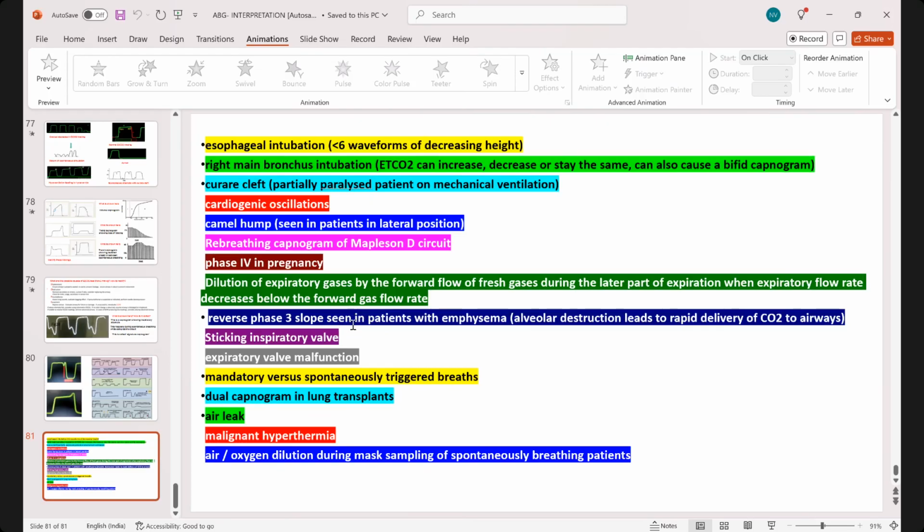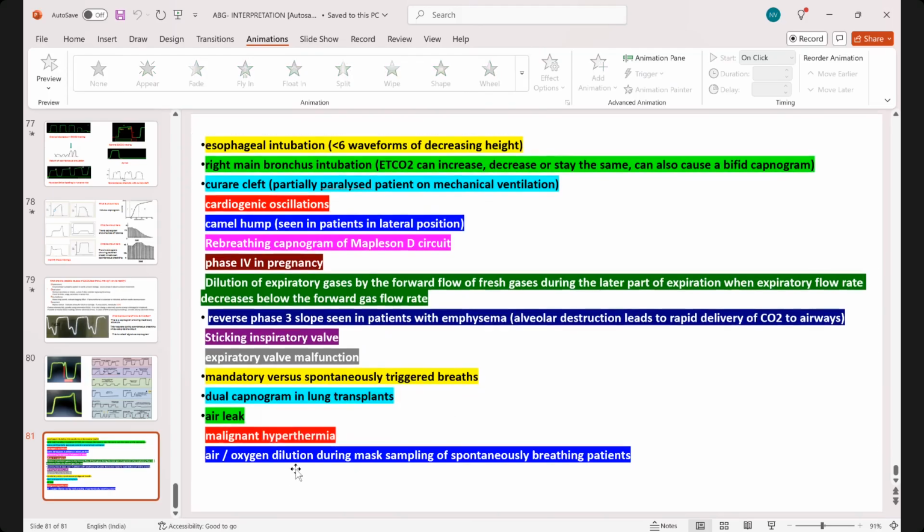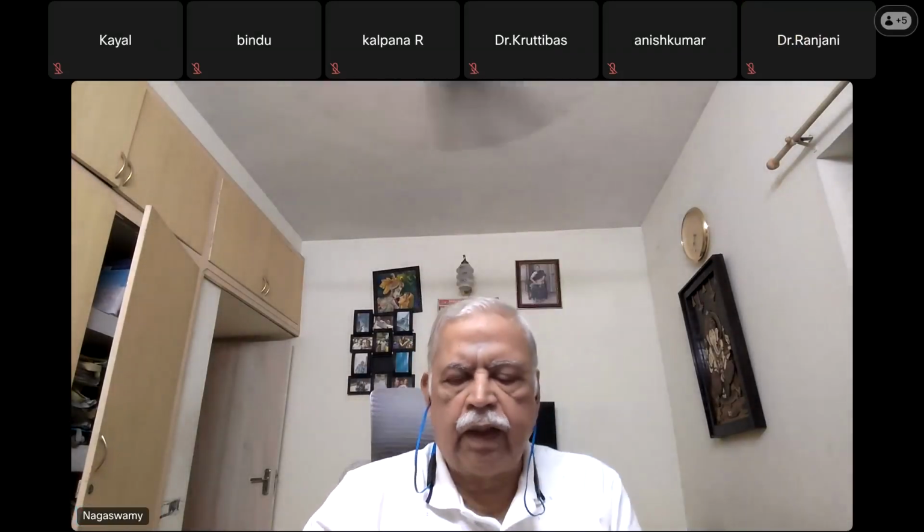And reverse phase 3 will be seen in emphysema. And sticking of respiratory valve malfunction, mandatory versus spontaneous triggered breaths, dual capnogram in lung transplant, air leak, and malignant hyperthermia showing progressive increase in the CO2, and air oxygen dilution during mask sampling and spontaneous breathing. These are all the things that can be kept in the examination. So just try to keep looking at those pictures, and that is the end of the thing. That completes ABG, PFT, and capnography.